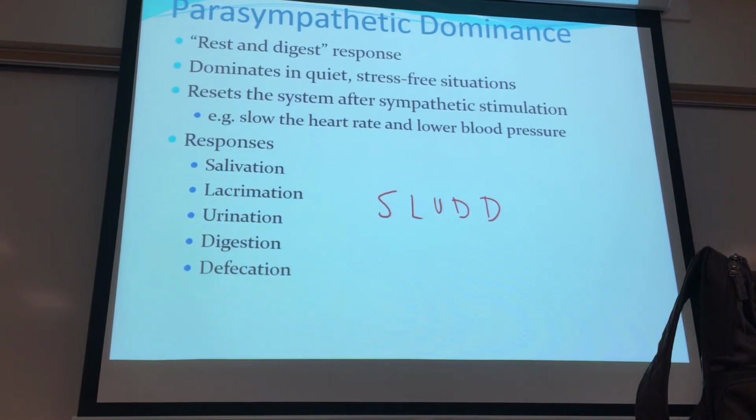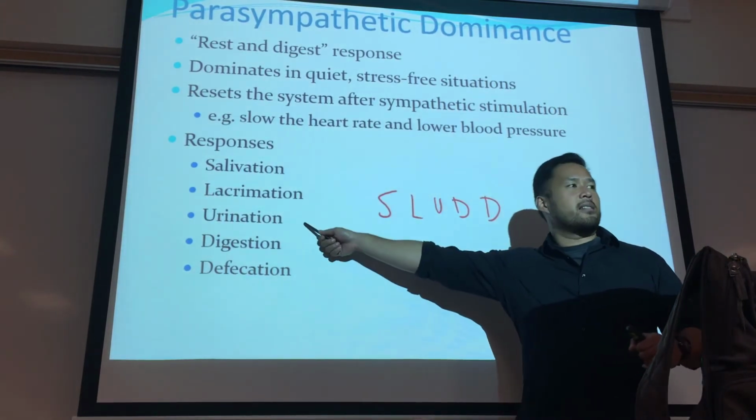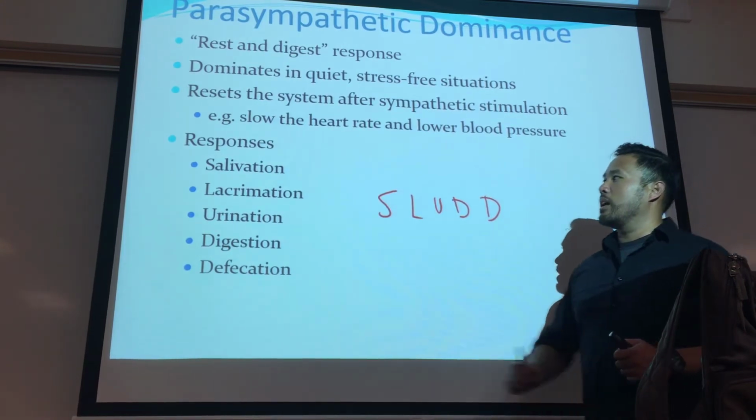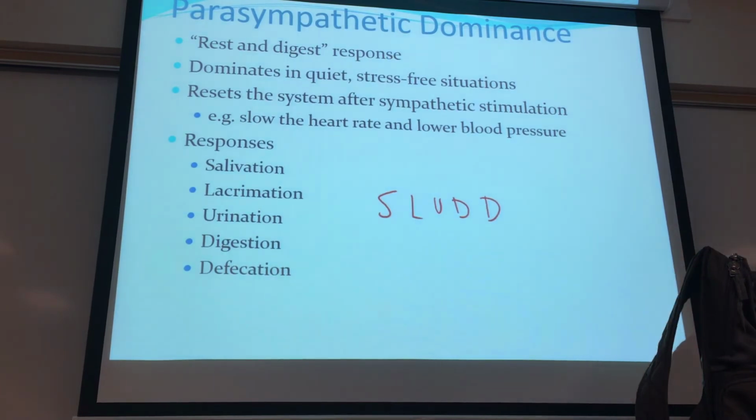Typically what you would see after something scary happens, you may see the urge to urinate afterwards. You'll see lacrimation, the formation of tears. You can see people tear up, especially after a traumatic event. It's something that they can't control. Why is that? That's part of the parasympathetic response, which takes place after something sympathetic.